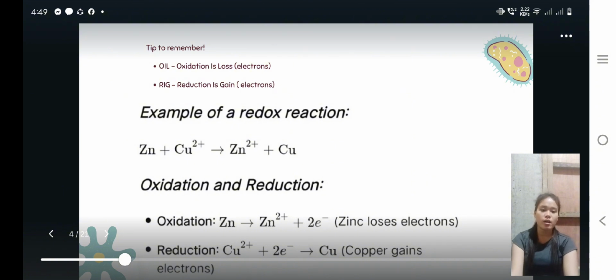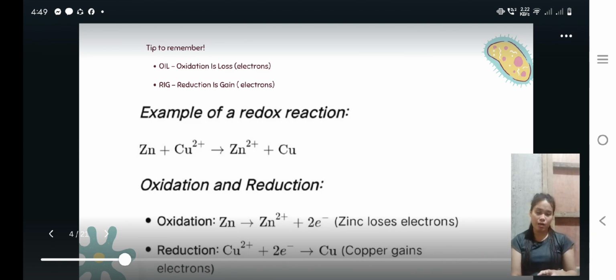And in the reduction, as you can see there, copper ion plus 2 electrons forms copper. It states there that copper gains electrons. So, di ba, when we say Cu2+, wala pa siya nag-gain. Since nag-gain man siya, di ba? Kung mag-gain siya ng electron, macancel ang iyahang 2+. That's why mahimo siyang copper.